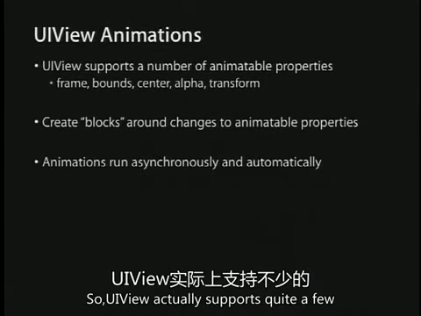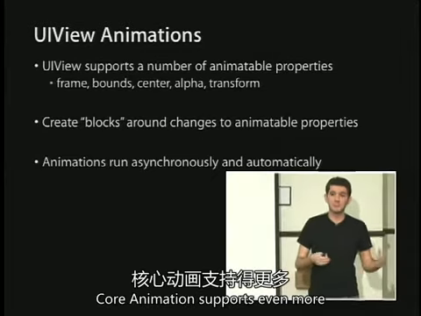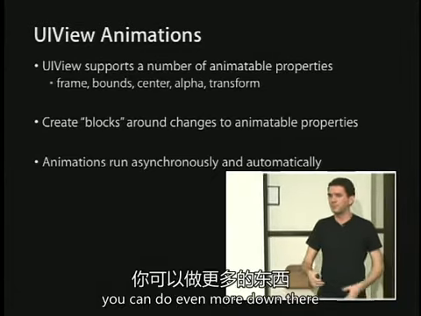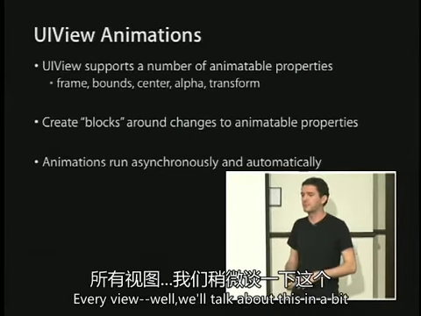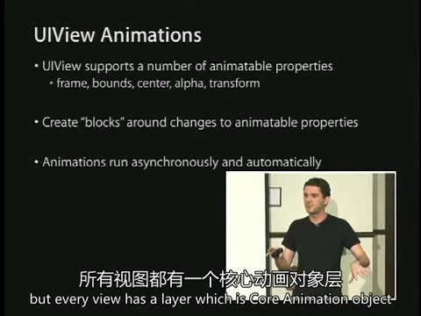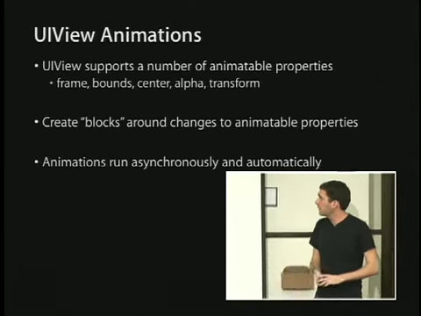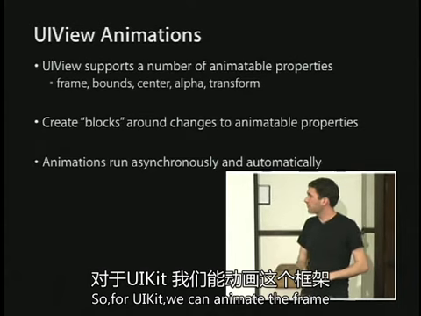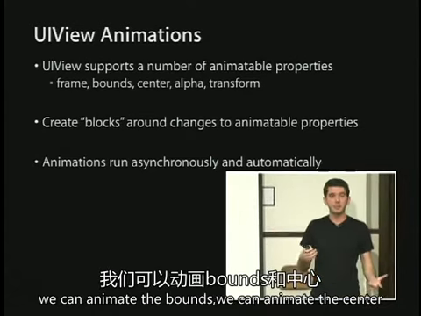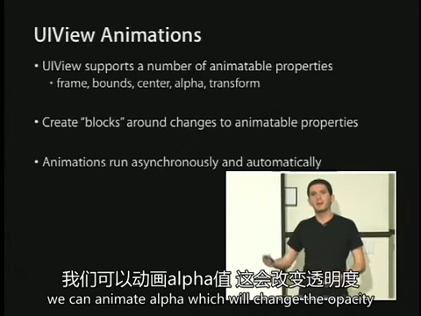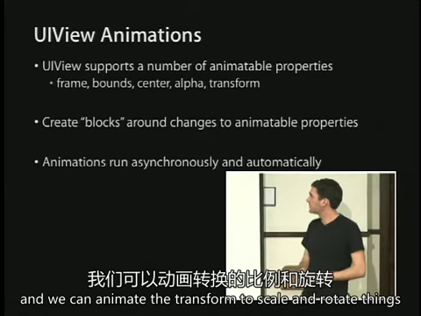So UI View actually supports quite a few animatable properties. Core Animation supports even more. If you want to drop down to Core Animation, you can do even more down there. Every view, well, we'll talk about this in a bit, but every view has a layer, which is the Core Animation object, which you can operate on and do all the extra Core Animation work. So for UIKit, we can animate the frame, we can animate the bounds, we can animate the center, we can animate alpha, which will change the opacity, and we can animate the transform to scale and rotate things.